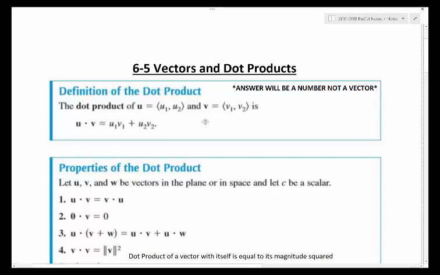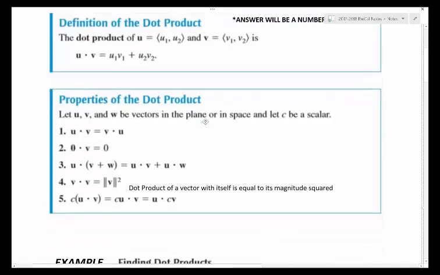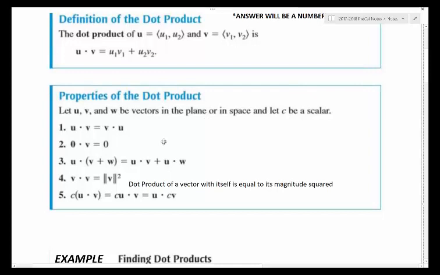Dot product is important because it tells us how much two vectors are going in the same direction. So, some properties of dot products. I'm going to go through these quickly. You can pause the video if you need to.